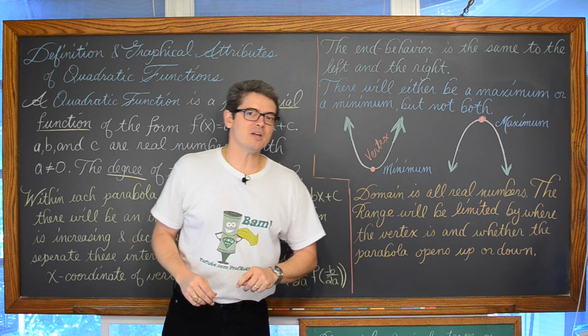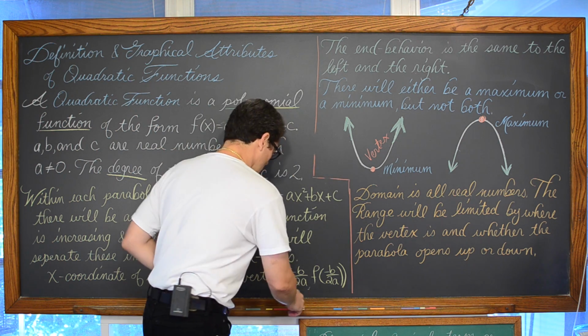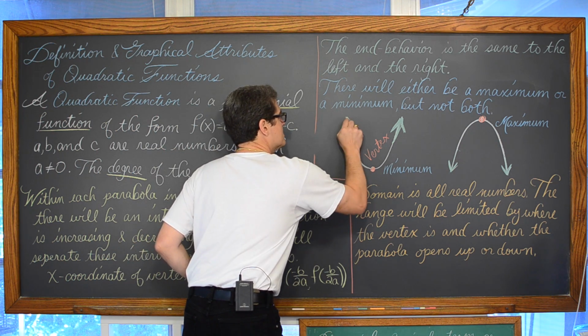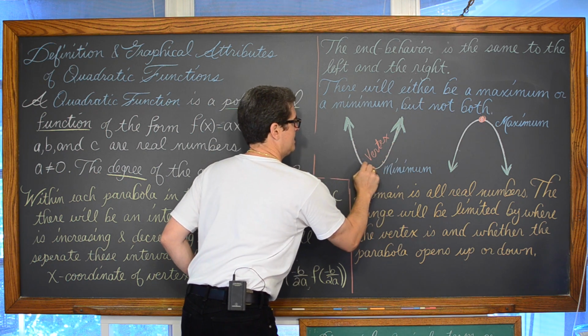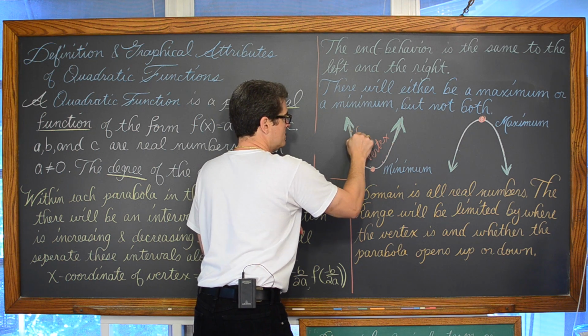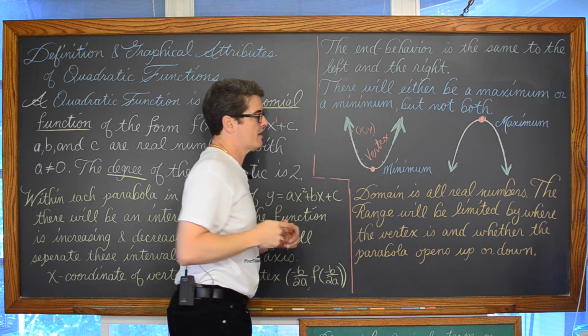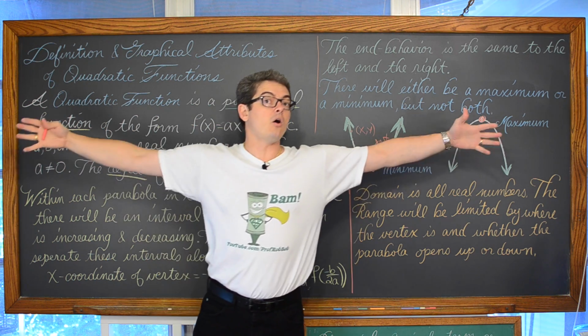Domain is all real numbers. What values of x are included in all of the points of our graph? This parabola is made up of an infinite number of points. What x values are included in each of those x, y coordinates, if you could identify each one of those individually? All of them.